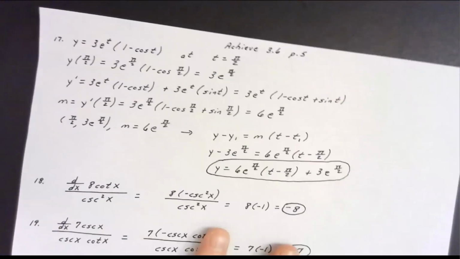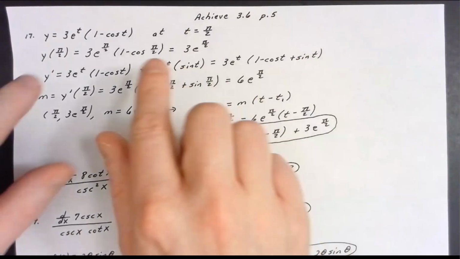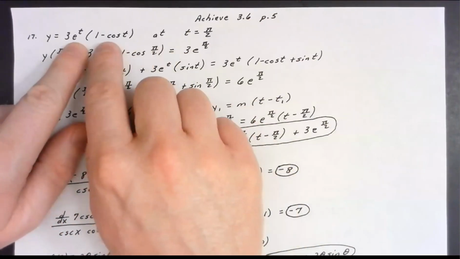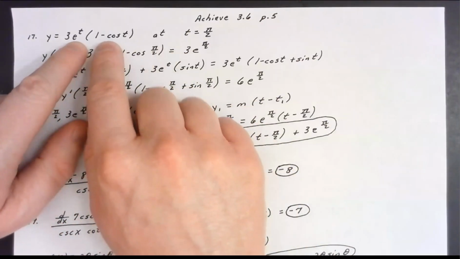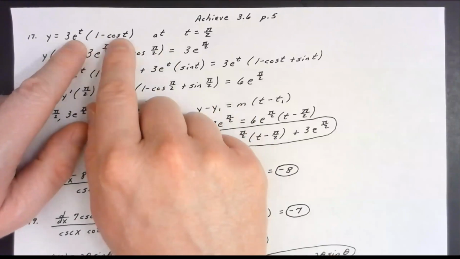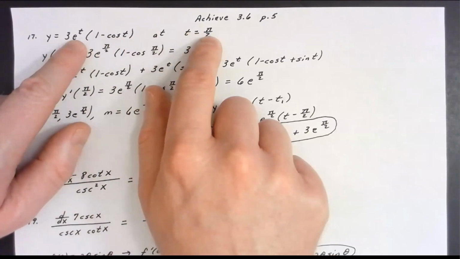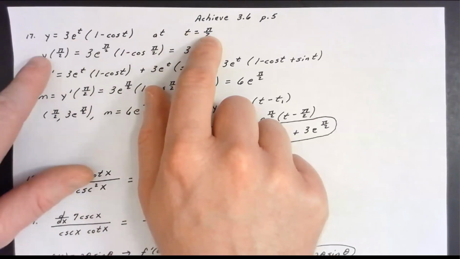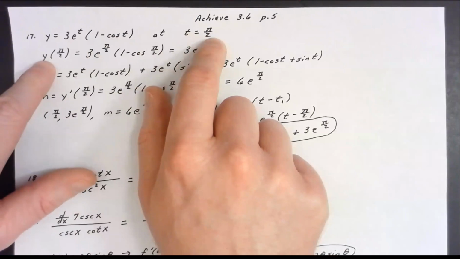For the next one here, number 17, it had me look at, again, a function that's going to require the product rule to take the derivative: y equals 3e to the t times 1 minus the cosine of t, and it's wanting the equation of the tangent line at t equals pi over 2. Okay, so I first need to find the point.